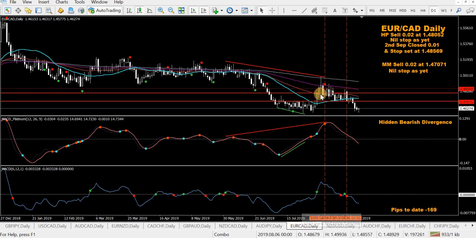Alright, Euro CAD got a HP sell, which is high probability obviously, and a Mod MACD sell. Two sell trades on there. I've already closed half on the HP and put a stop in place, as price just meanders down. The reason I closed half is because I'm in two sell trades and the MACD platinum went through the zero level, so it's all good.